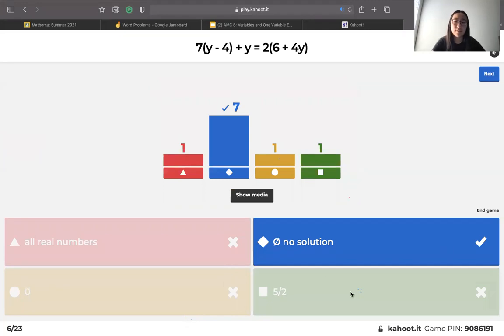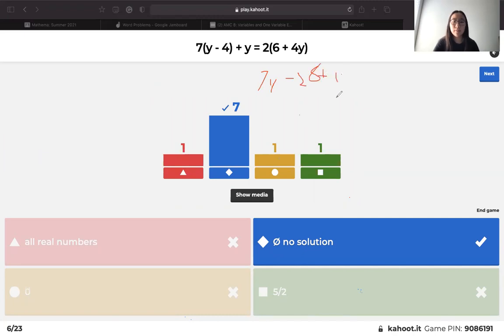All right, so the answer here is no solution. And yeah, that symbol basically just means no solution. So again, we expand everything. So 7y minus 28 plus y equals 12 plus 8y.